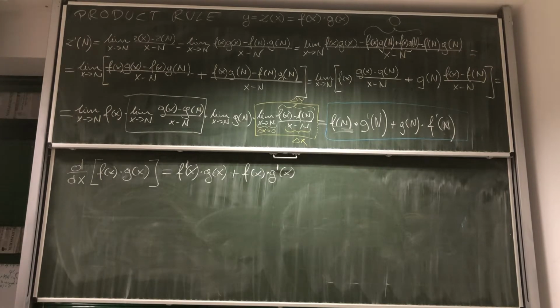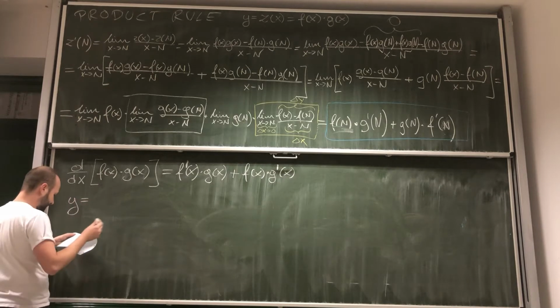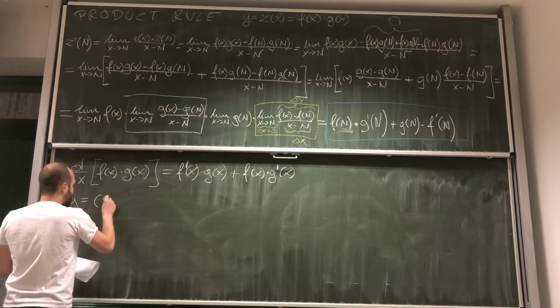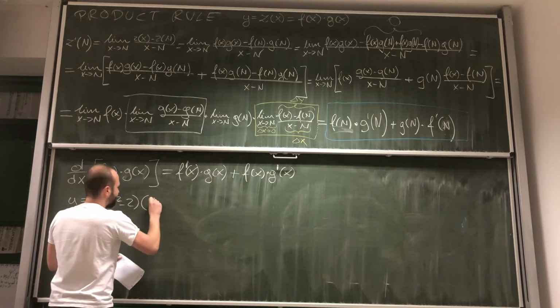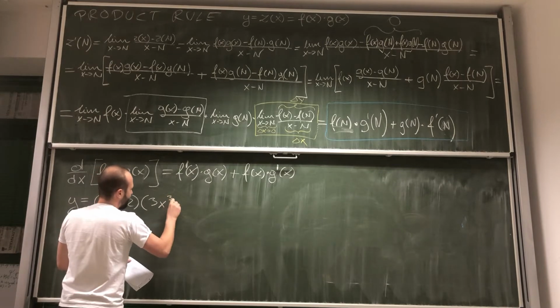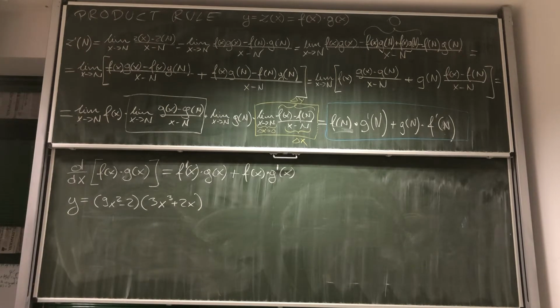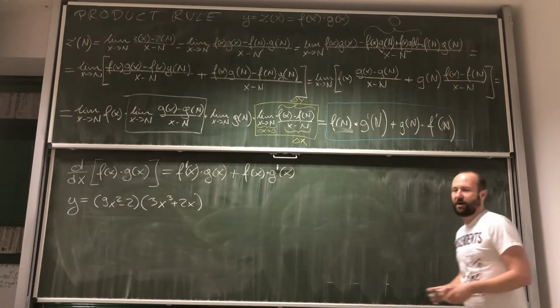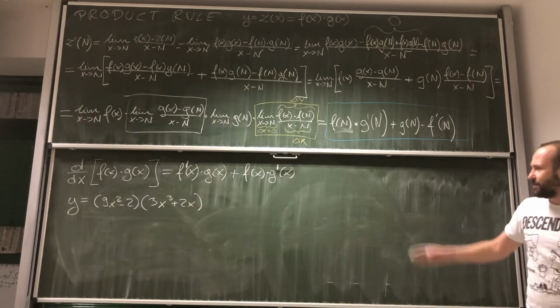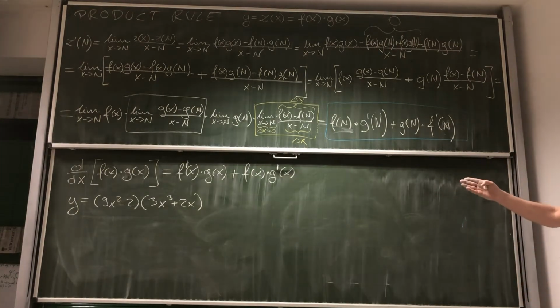Okay, now let me show you this on some examples. Let's say we've got a function y equals f of x, and this function is given by 9x squared minus 2 times 3x to the power of 3 plus 2x. Of course, you can say that to find the derivative we could multiply the whole thing out. But as you will learn a little bit later, it's not going to be that easy with every function. So how do we do it?